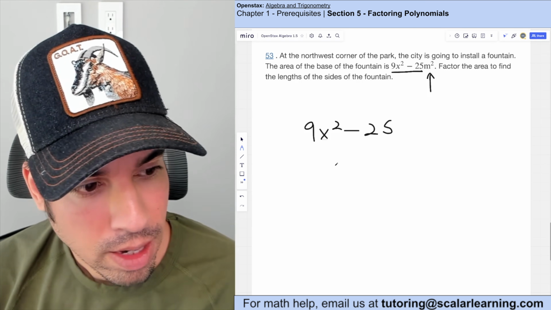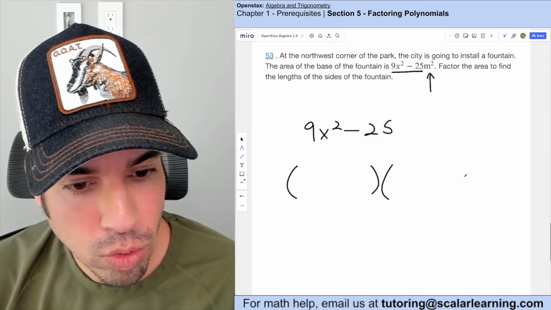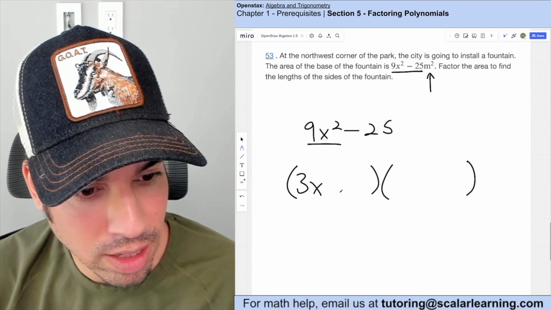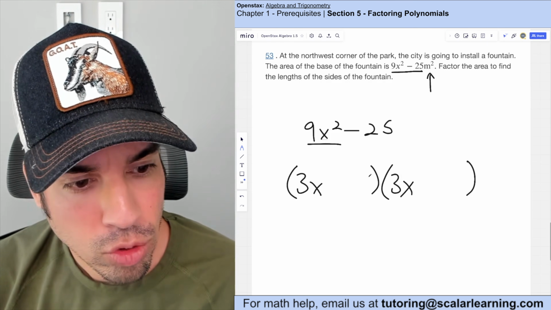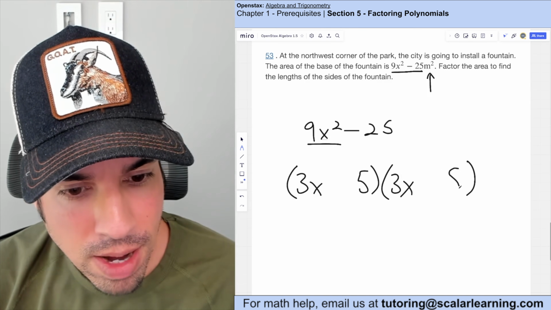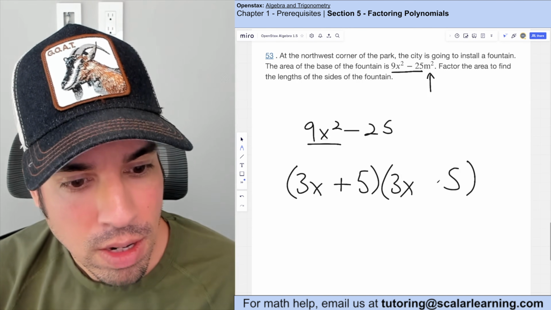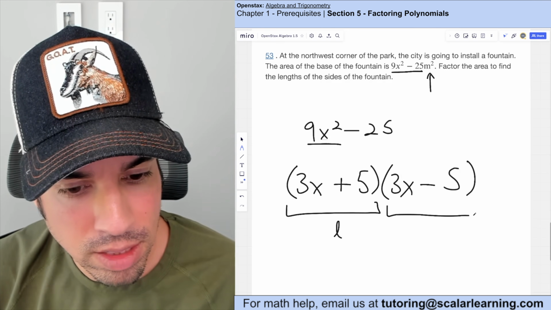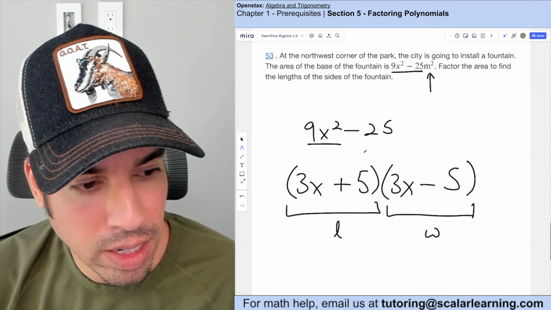To factor a difference of squares, we take the square root of the first term, which is square root of 9 is 3, square root of x squared is x. Place that here and here. Square root of 25 is 5 and 5, and then we alternate plus minus. So we could arbitrarily say that this could be the length, and this could be the width, or vice versa.